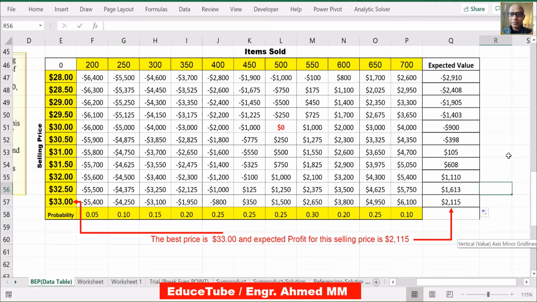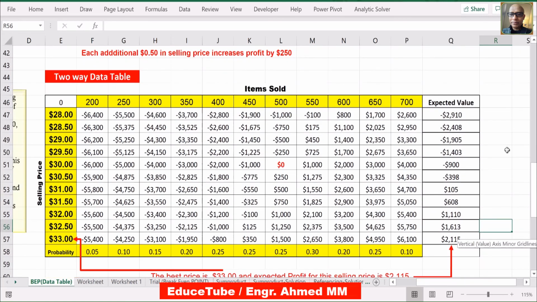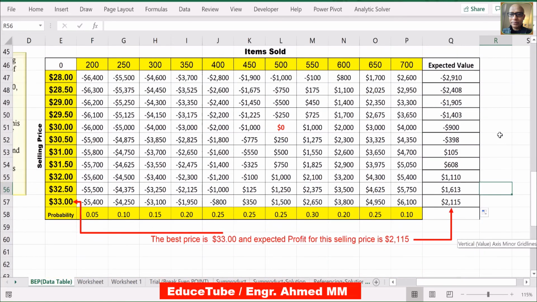So we understood how to use one-way data, how to create a one-way data table, how to create a two-way data table. So that's all for today.